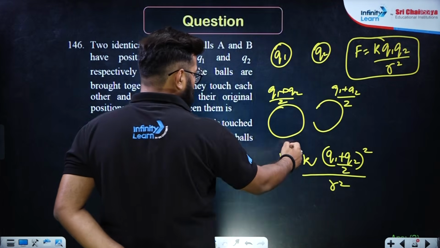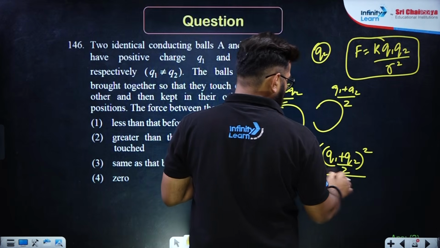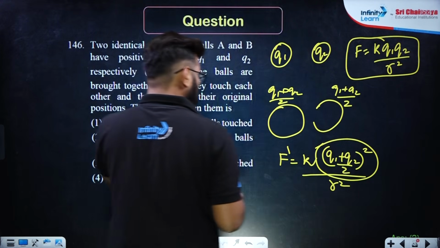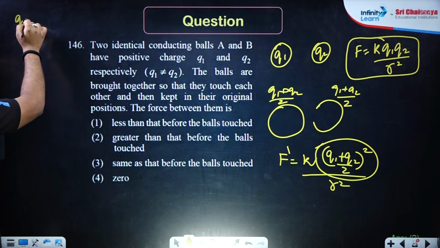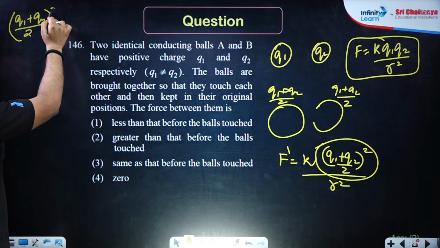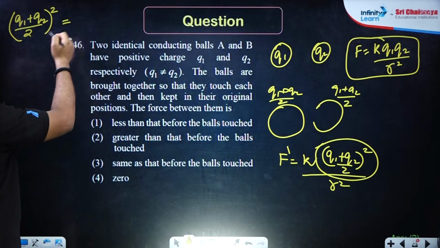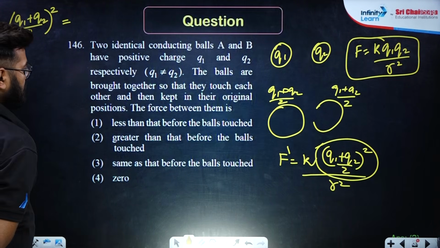Now you need to see whether this force is more or this force is more, because that is what has been asked. So the only differentiator is this element. So I need to check whether Q1 plus Q2 by 2 whole square, how much is the value? Is it greater than Q1 Q2 or is it less than Q1 Q2? Let's try to find this out.